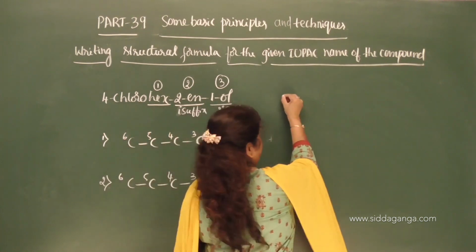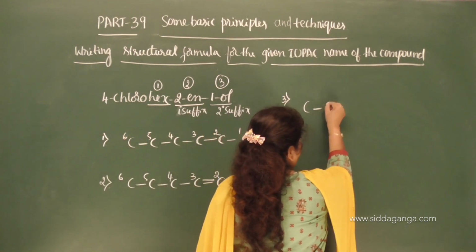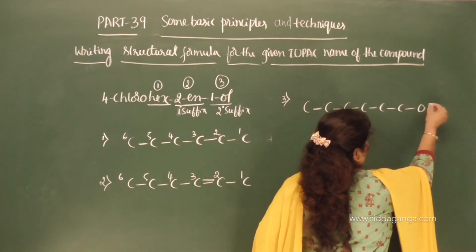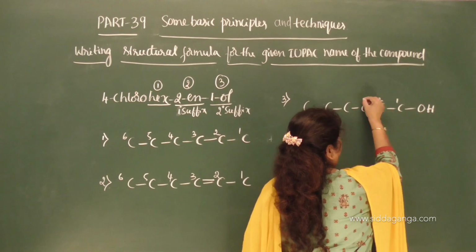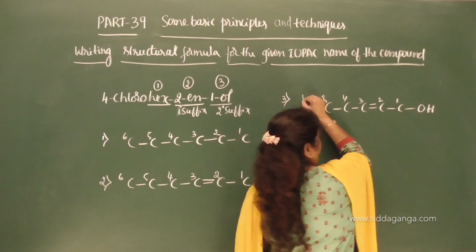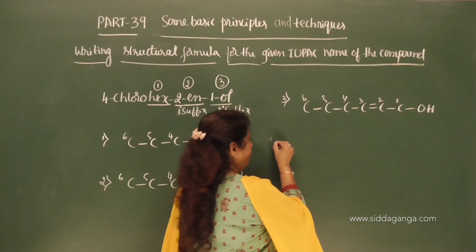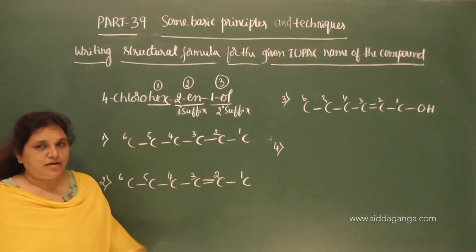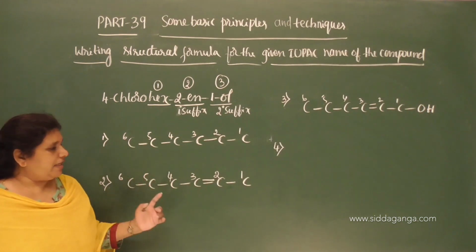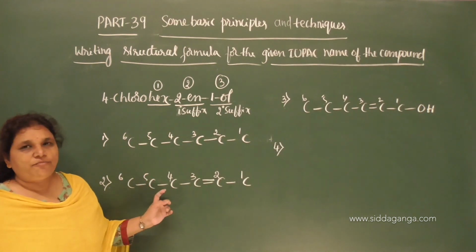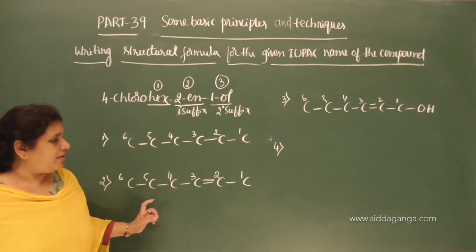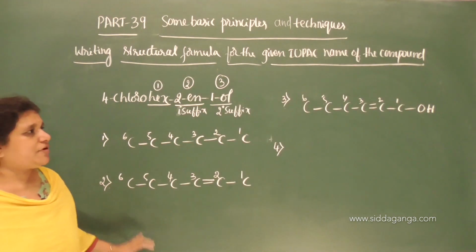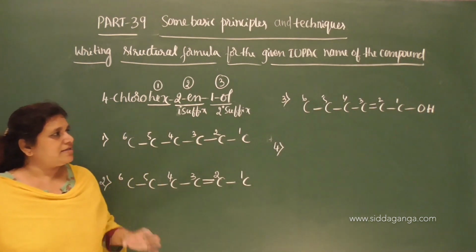And what is the third step? We placed the functional group. We placed the functional group on the first carbon, correct? Functional group on the first carbon. Now move on to the fourth step. First step is writing the carbon skeleton, numbering the carbon atom. Second step is position of multiple bonds on the carbon skeleton based on the primary suffix, and the third step is placing the functional group on the basis of secondary suffix.